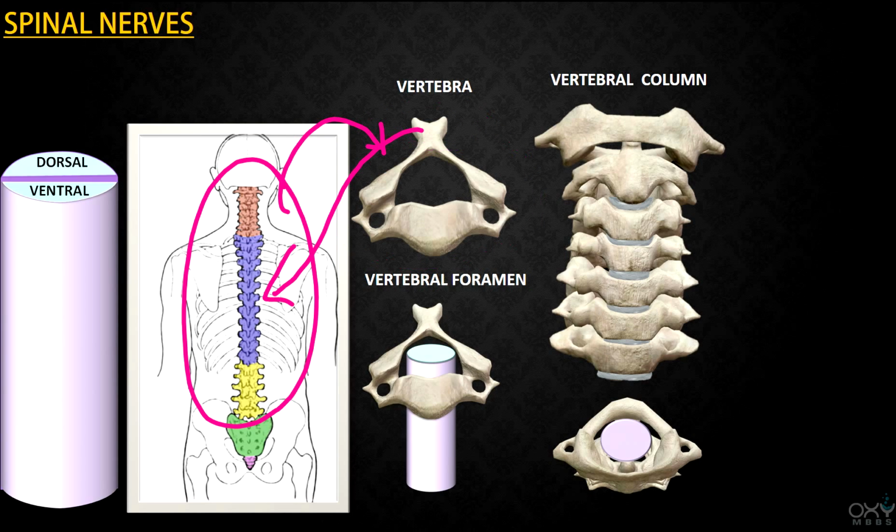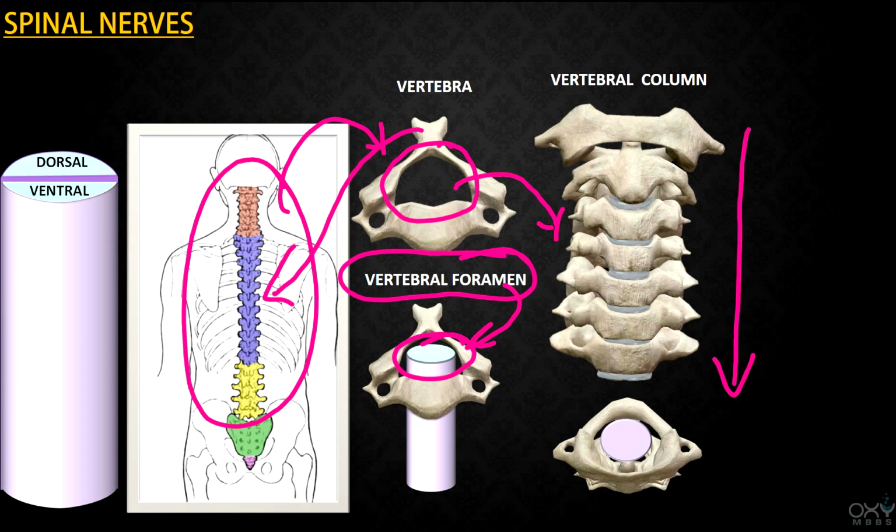And friends, in the center of the vertebra there is a hollow space that is called vertebral foramen, and in this foramen our spinal cord is present like this. And friends, when a series of vertebra are arranged one above the other like this, then they form a column-like structure. That is why they are called vertebral column.